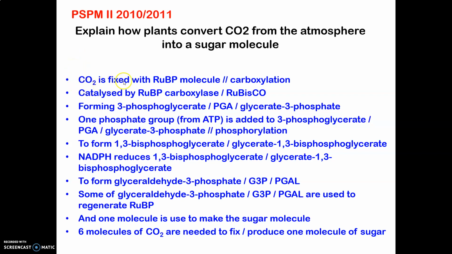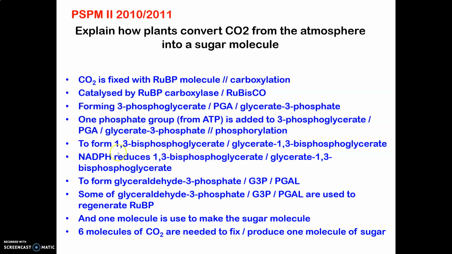First, awak hanya perlu cakap saja carbon dioxide is fixed with RuBP and then catalyzed by Rubisco. Tengok ejaan Rubisco, okay. Dia akan form 3-phosphoglycerate ataupun glycerate 3-phosphate, but saya prefer awak guna 3-phosphoglycerate. One phosphate group daripada ATP will be added kepada 3-phosphoglycerate to form what we call 1,3-bisphosphoglycerate.